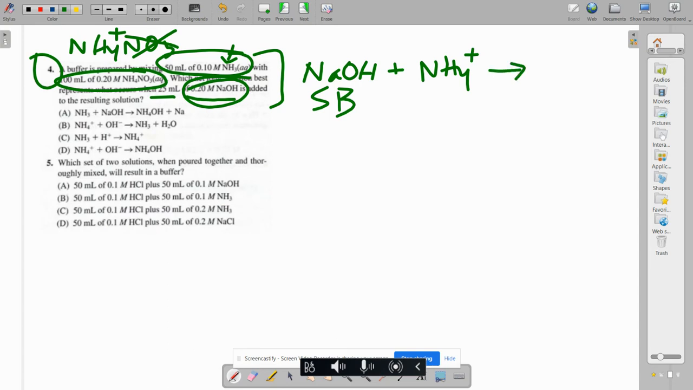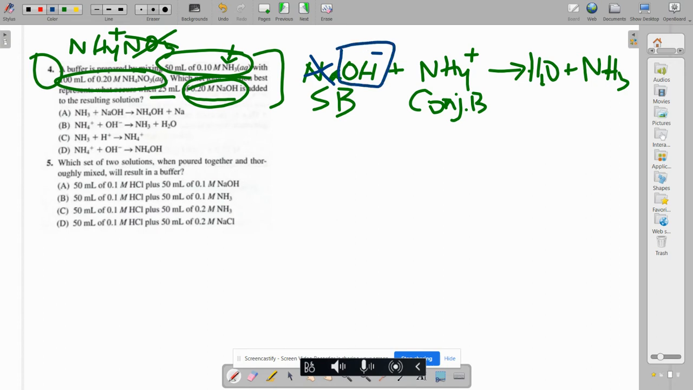So what are we going to make here? The NH4+ is going to donate that H. We're going to make water, and we're going to have NH3 left. So we're pretty close to net ionic. The only other spectator is the Na+, so I'm going to get rid of that. That's the basis of my ICE table: the strong base reacts with the acid part of this buffer system. If there's anything else mentioned in the problem, like NH3, that ends up being one of the products.